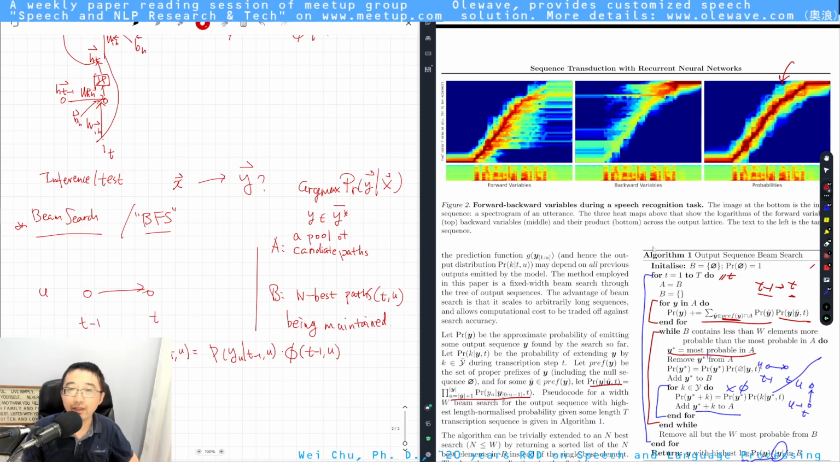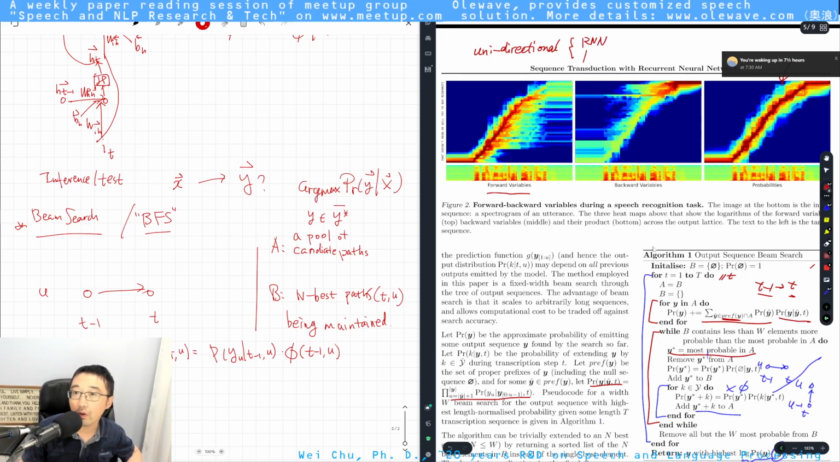But you definitely can just use the forward alignment or the forward variables. It's okay, I would say. It will still do the speech recognition. So you can use what is called a unidirectional RNN or LSTM. It's okay, but it won't work as well as the bidirectional. This is better. Okay.